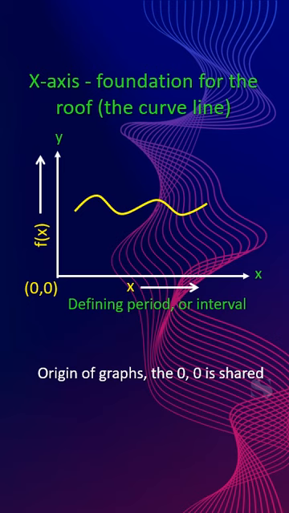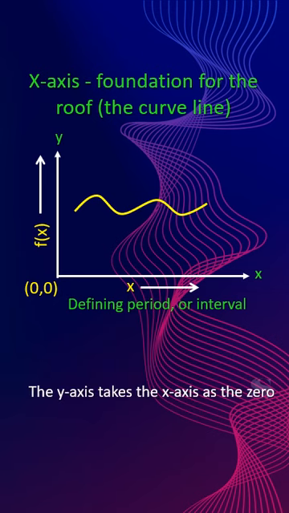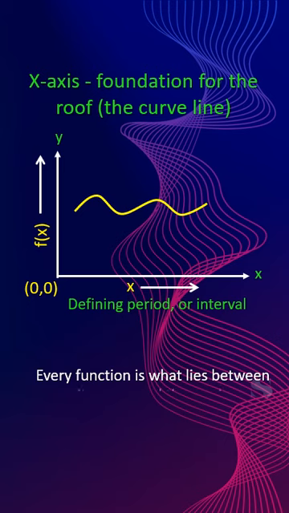The origin of graphs, the 0, 0 ordered pair, is shared by both the axes. And being a vertical distance, the y-axis, that is the function values, take the x-axis as the 0 starting point or the baseline. The y-axis is counted over the x-axis. Thus, every function is what lies between its curve and the x-axis. By default, the space or area between the x-axis and the curve line does say something about the quantitative nature of the graphed functions.